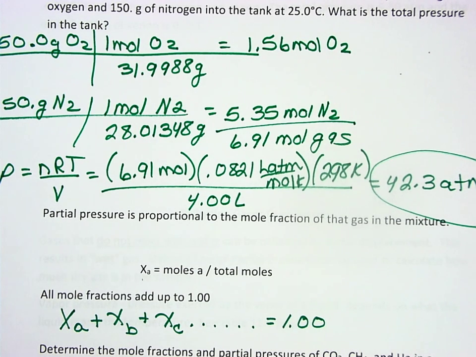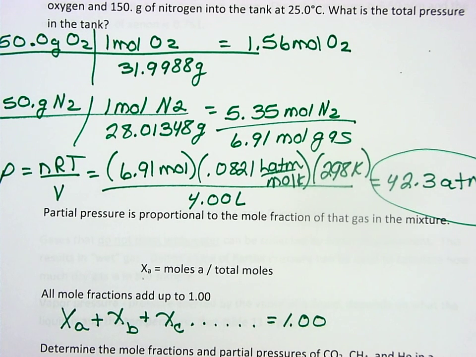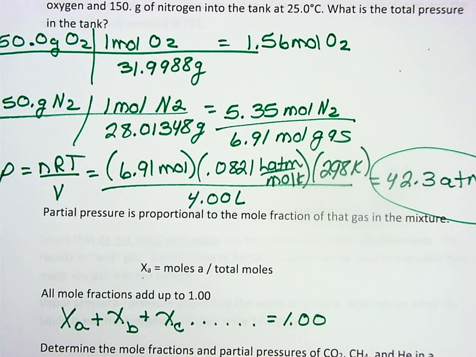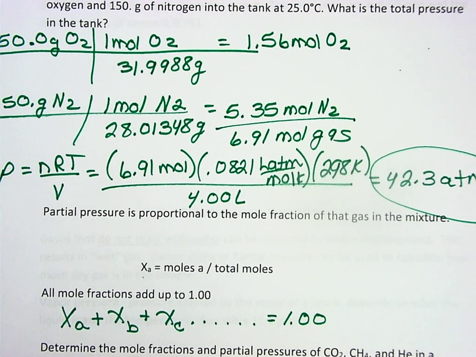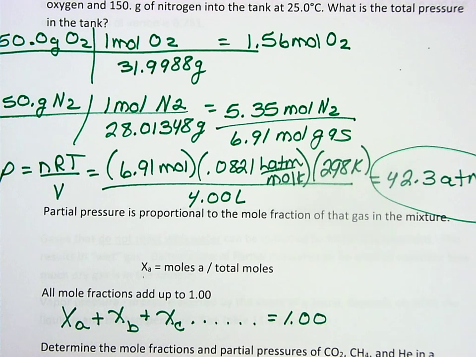So we're going to look at a problem determining the mole fractions and the partial pressures of a series of gases in a mixture. So it's best to look at each of these individually. We have carbon dioxide, methane, and helium. And we want to know what is the pressure of each and what is the mole fraction of each. So we'll start off with the carbon dioxide.